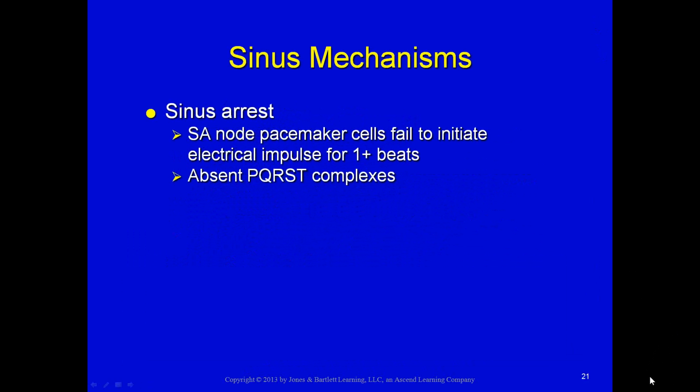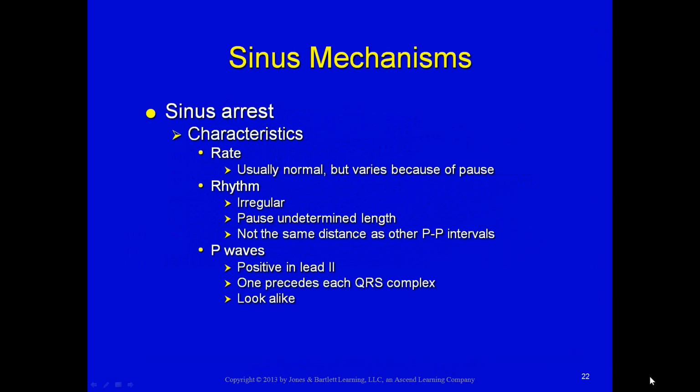Sinus arrest occurs when the SA node fails to initiate an electrical pulse for one or more beats. So there is no PQRST as well. The rate is usually normal. The rhythm is irregular because of the pause. The pause is going to differ depending upon how long it takes the SA node to fire again. The distance between the P to Ps and R to Rs is not going to be the same like it is in the previous sinoatrial block. P waves, when they are present, are going to be upright.